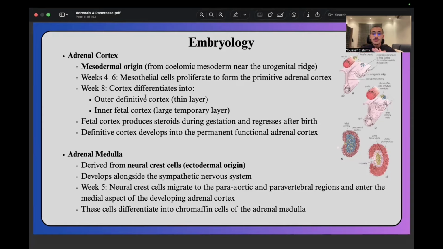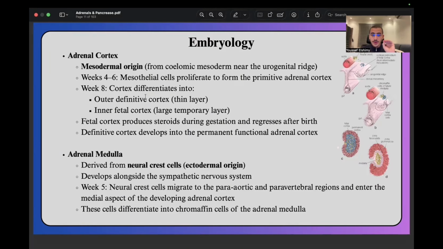Okay, just to review. The adrenal cortex is derived from the mesoderm, from the coelomic mesoderm near the urogenital ridge, near the area of the kidney. Okay. By week 4 to 6, these mesothelial cells proliferate to form the primitive adrenal cortex. Week 8, this primitive adrenal cortex divides into an outer definitive adrenal cortex, which is the thin layer that we have as adults that does not regress. It stays with us, the permanent one, and the inner fetal cortex. This is a large and temporary layer.